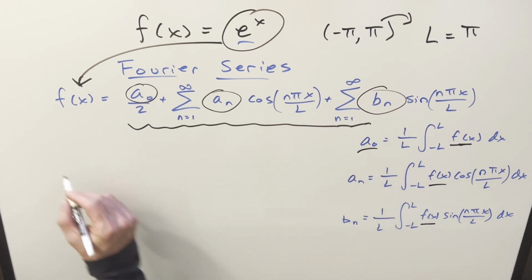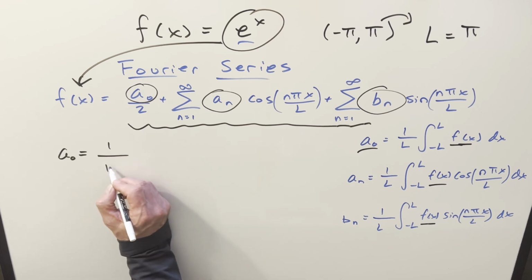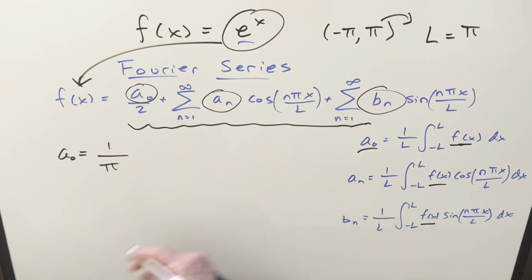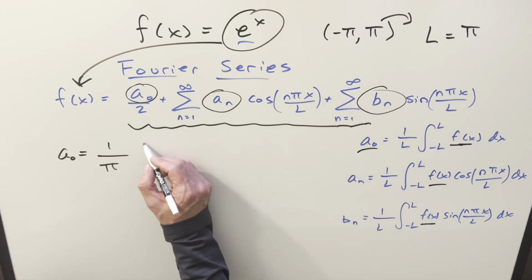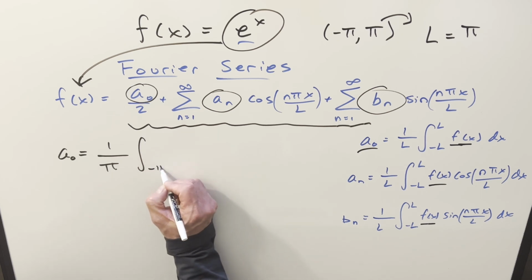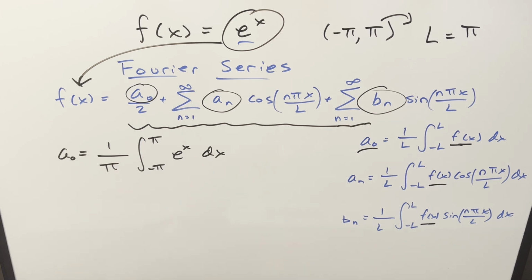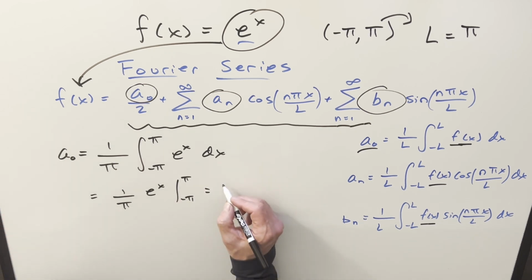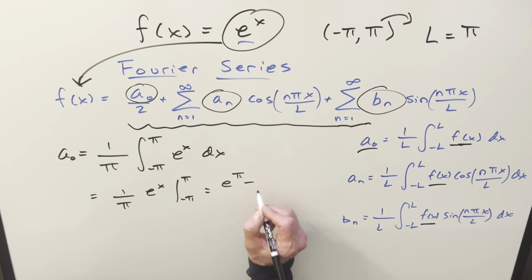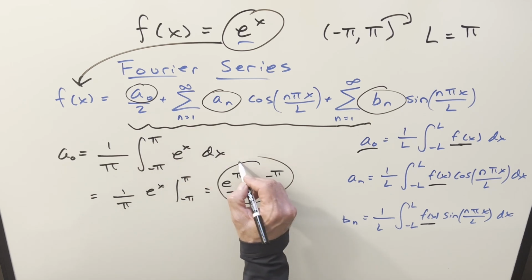So let's start with a naught right here. For a naught, this is going to be plugging in for all the L stuff. Sometimes you'll see these formulas already written in terms of pi, because that's probably one of the most common. You'll see it 0 to 2 pi or minus pi to pi a lot. You can do other things, of course, but here we have minus pi to pi. That's the way our integral is going to look. Plug in our f of x, and we've got a very simple integral to do. We've got our 1 over pi. This is just going to be e to the x evaluated from minus pi to pi. And so our a naught is just going to be e to the pi minus e to the minus pi, over pi, and that's what we're going to plug in right there.